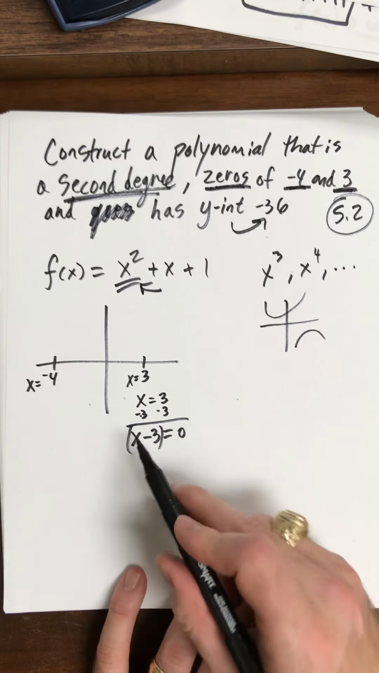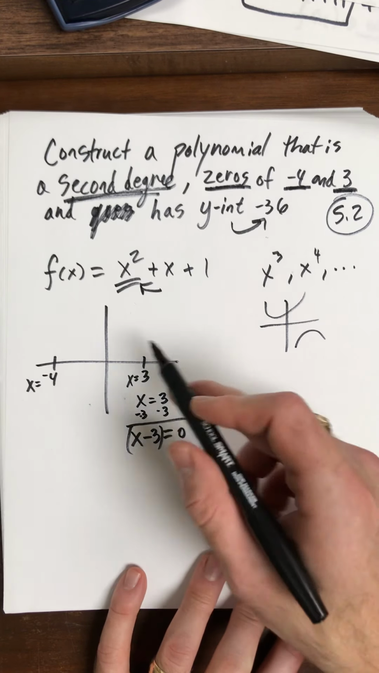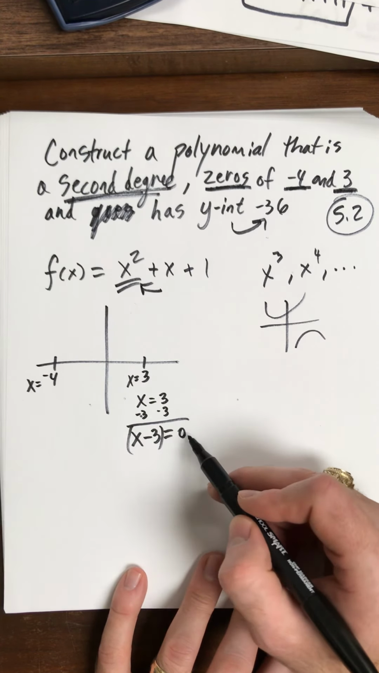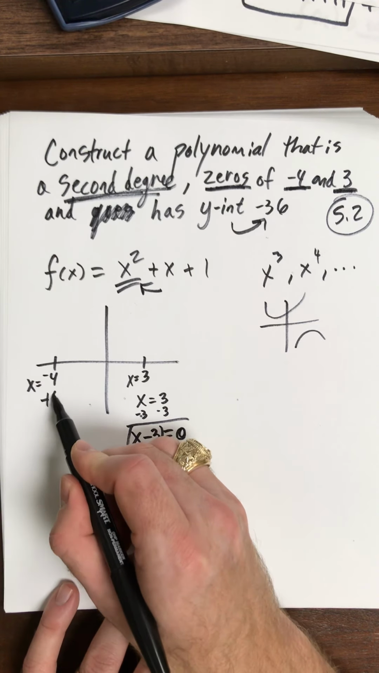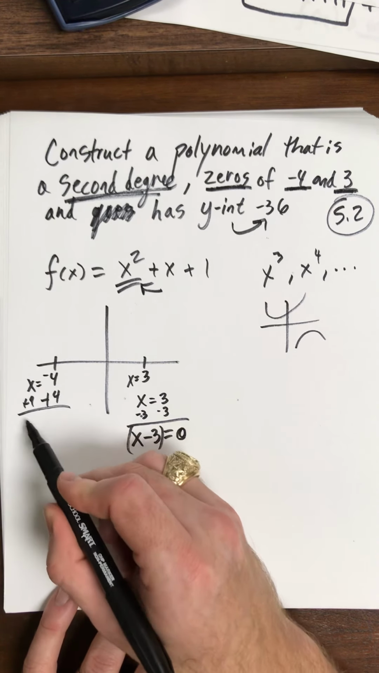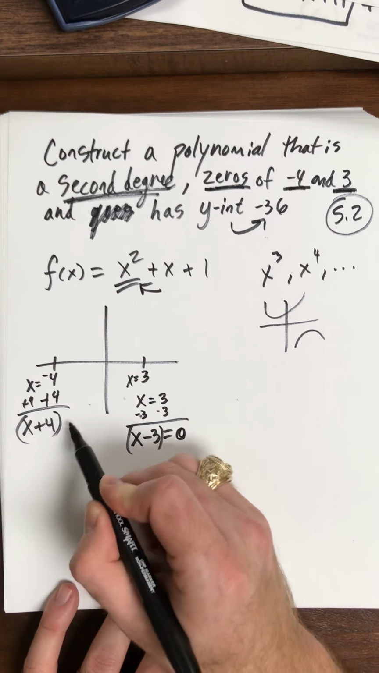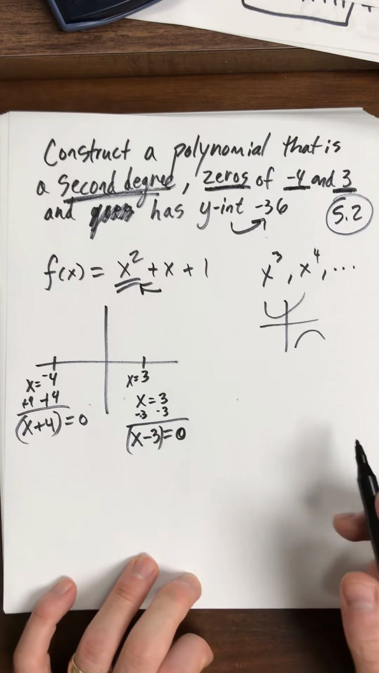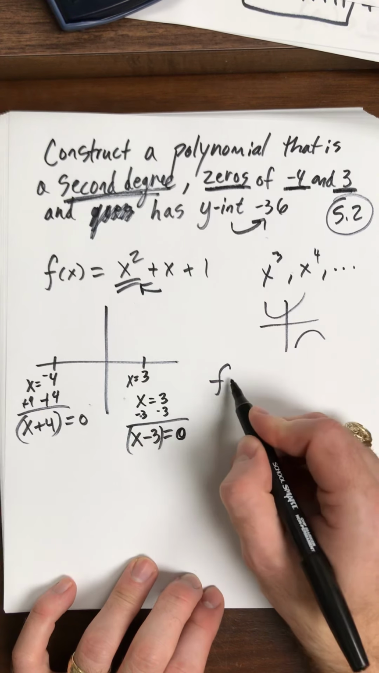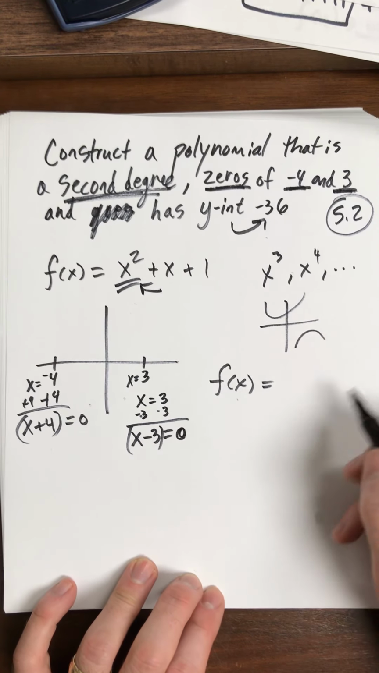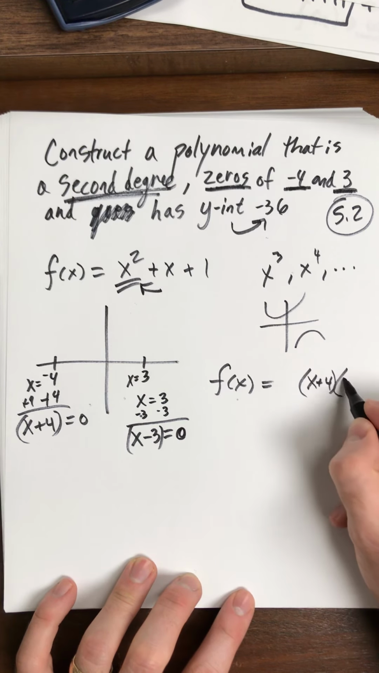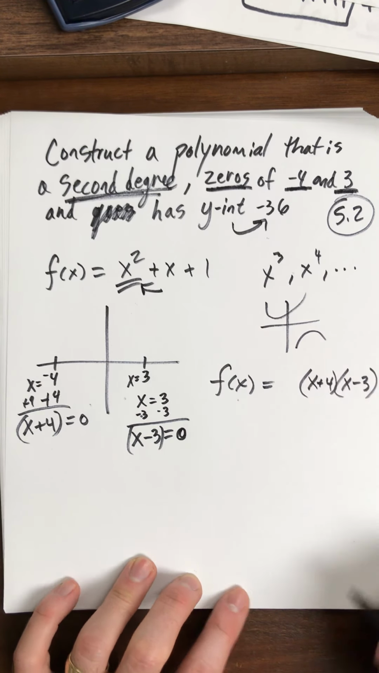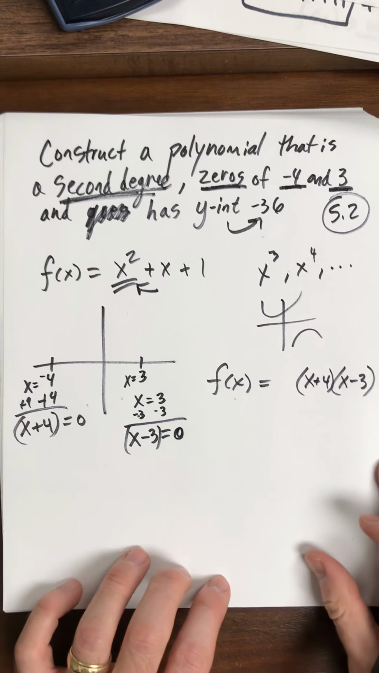So here's what I know. Now I've got some factor that's x minus 3 equal to 0. What about over here? Add 4, add 4. So I have x plus 4 is another factor, and that's equal to 0. So I know that my f of x is going to be something times x plus 4 and x minus 3.